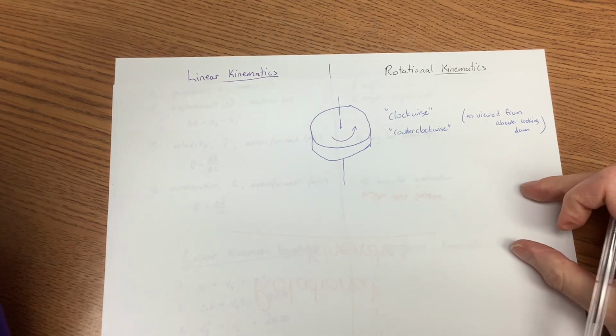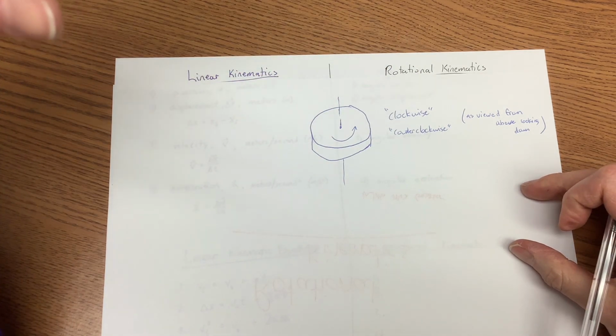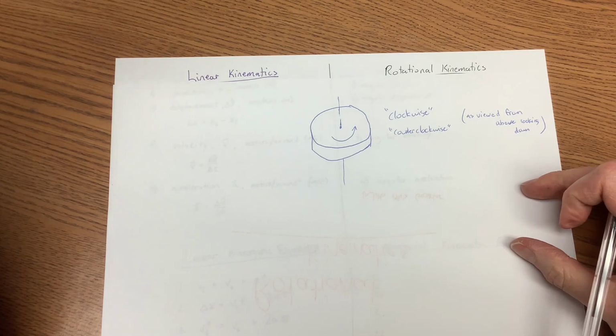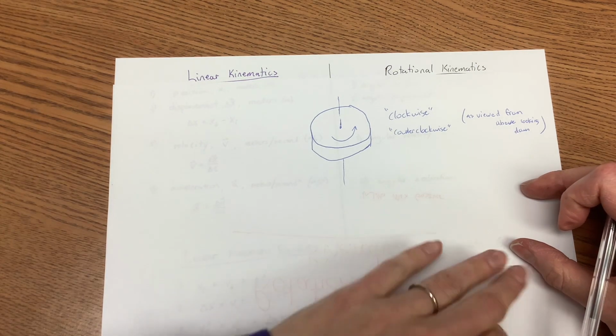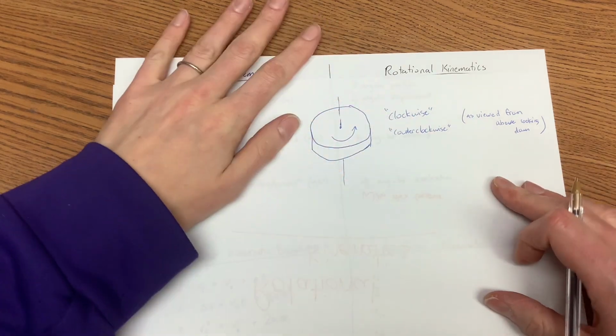Saying that it's rotating to the right or to the left is not specific enough, because are we talking about the top? Are we talking about the bottom? That could leave too much room for confusion. So saying clockwise and counterclockwise are your best bets for talking about the way something is rotating.